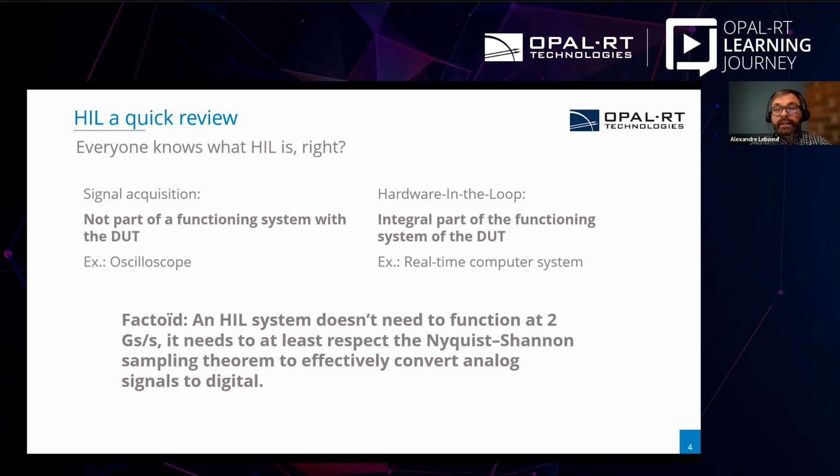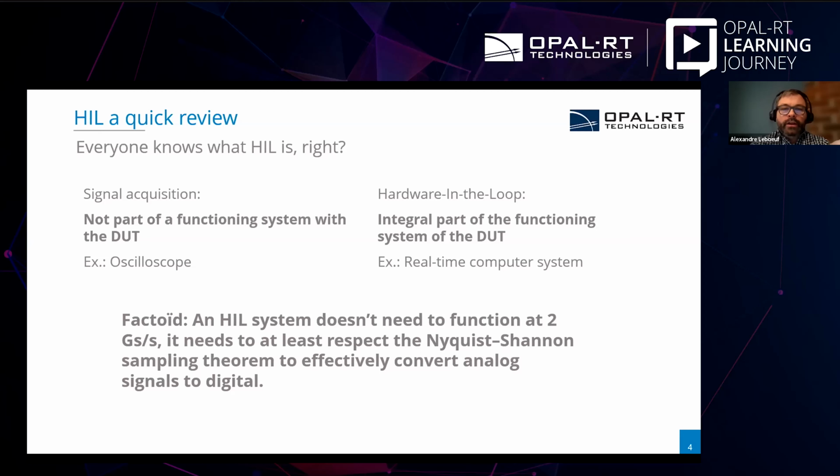A factoid that is super critical to mention, because I've seen people asking the real-time computer to be as good as an oscilloscope to get 2 gigasamples per second. An HIL does not need to function at those speeds. We need to go, though, to, at the very least, respect the Nyquist-Shannon sampling theorem to be able to effectively convert the analog signals to the digital computer format.